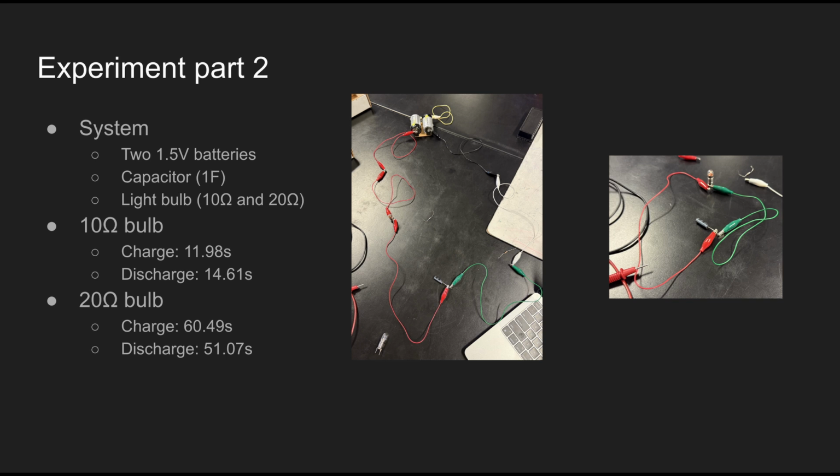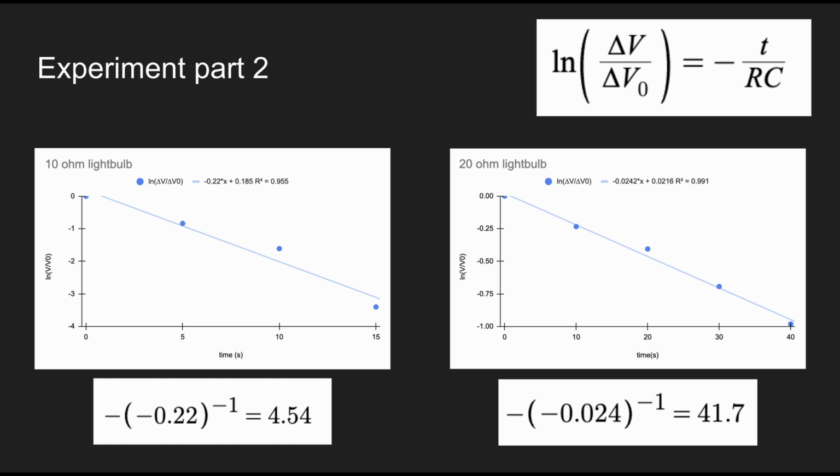I repeated this process with a 10 ohm light bulb and a 20 ohm light bulb, and timed the charge and discharge periods. For the 10 ohm light bulb, the charge time was 11.98 seconds, and the discharge time was 14.61 seconds. For the 20 ohm light bulb, the charge time was 60.49 seconds, and the discharge time was 51.09 seconds. Using the voltage and time data that I gathered from the experiment, I created two graphs representing a linearized version of the decrease in voltage over time.